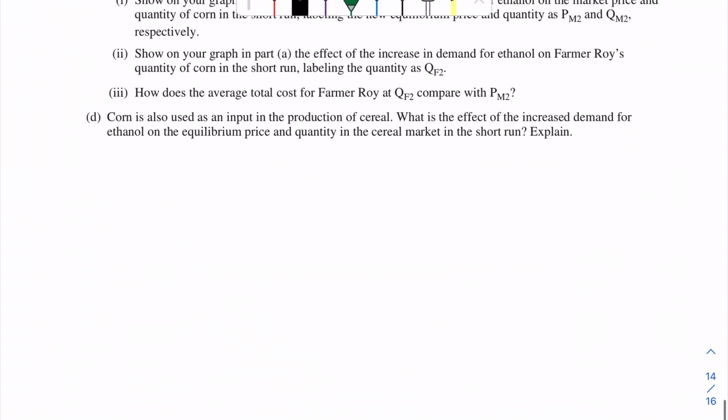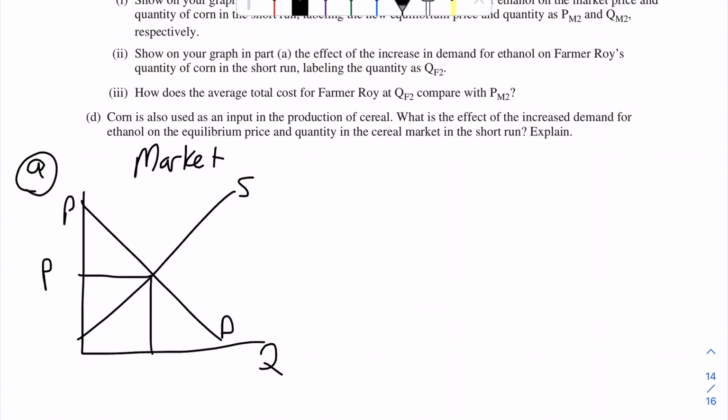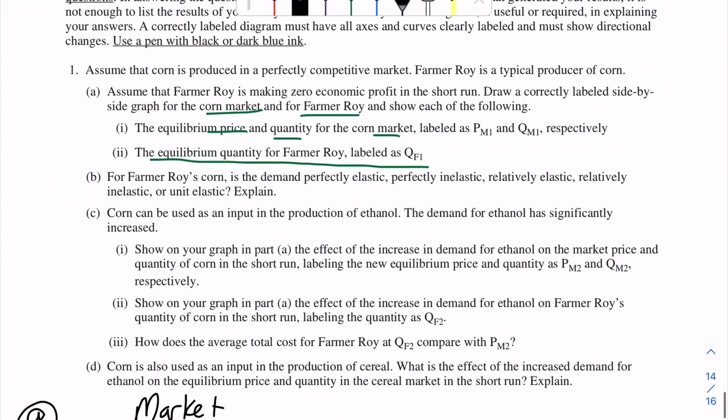So when we need the market, that one's easy. For the market, all you need is price, quantity, demand, supply. Okay? And all you're going to need now is P_M1 and Q_M1. I'm getting these from what they told me to label it as.